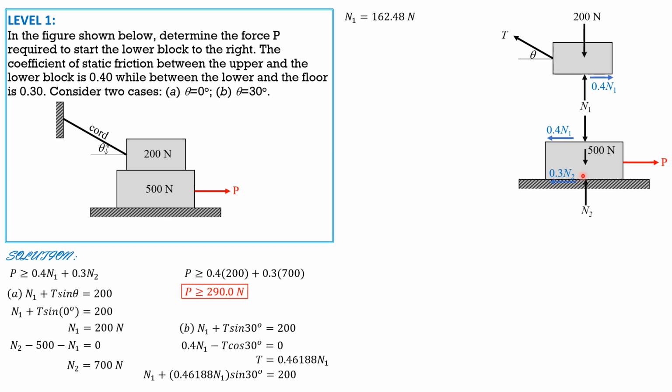Then N2 minus 500 minus N1, which is 162.48 from this equation here, equals 0. So N2 equals 662.48 newtons. Finally, substitute here. P must be greater than or equal to 0.4 of N1, 162.48, plus 0.3 of 662.48. So P should be greater than or equal to 263.7 newtons. So that's it for this problem.